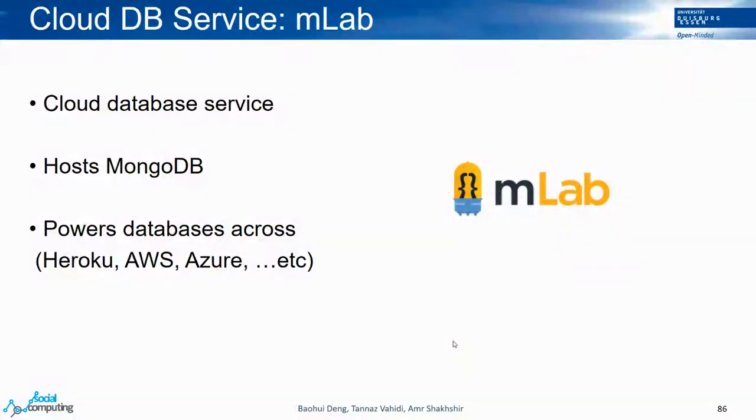Now, as we deployed our Flask application, we need to connect it to a database that allows us to access it globally. And since we chose to work on MongoDB, we can use mLab to be our cloud database service, as it hosts MongoDB and could be downloaded as a free add-on in Heroku.